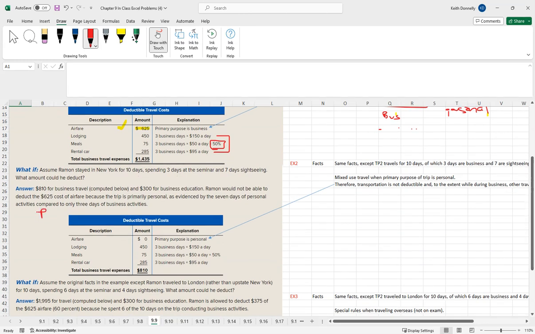This one down here, the primary purpose is personal, right? So what's going on here is, looks like it was a 10-day trip. 3 are business and 7 are sightseeing, right? So the primary thing here is personal, which means you don't get the airfare. And to the extent, right, during that business use, you get the deductions for the others, right? So you can look at that there. Don't worry about the international travel, but I would say, this stuff's interesting. I would take a look at it.